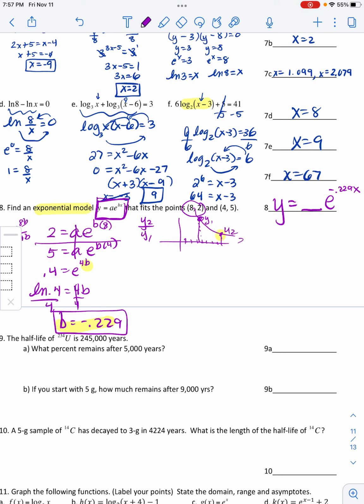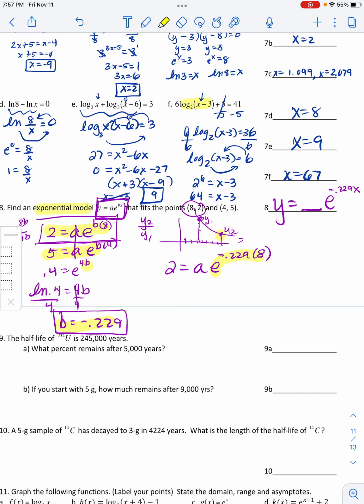So now I go back to either one of these equations and I plug that in to find the unknown a. I'm going to use the top one just because it has, I don't know, user-friendly numbers. So 2 equals the unknown a times e to the negative 0.229 times 8. That b value is no longer unknown. This, my friends, is all one number.